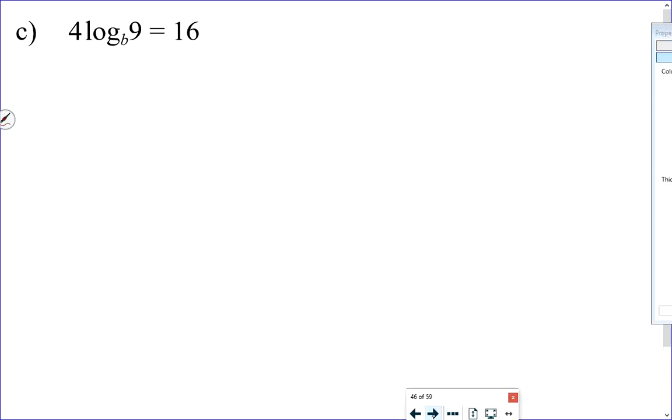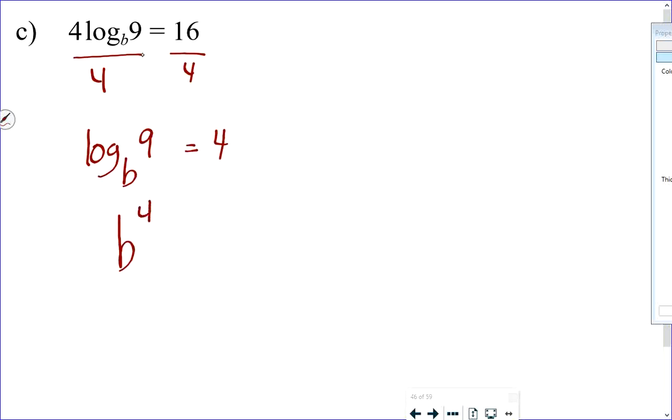Let's take a look at 4 log base b of 9 equals 16. You cannot convert this logarithmic expression to exponential until you have a logarithm, not 4 times a logarithm. So we need to divide both sides by 4, and we get log base b of 9 is equal to 4, which means b raised to the 4 is equal to 9. Any questions with A, B, or C?